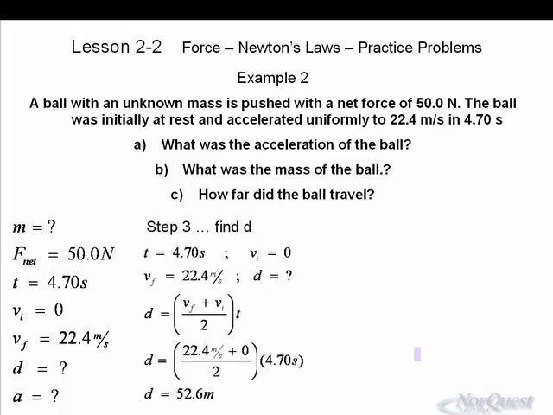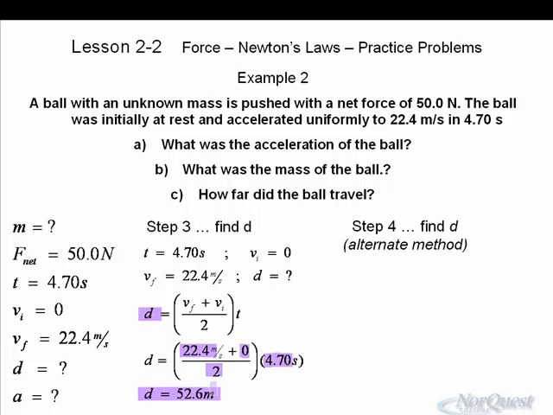So we didn't actually have to find the acceleration because we have a formula here, D is equal to VF plus VI over 2 times T, that doesn't require acceleration. So we could have done this right off the bat. Final plus initial divided by 2, that's the average velocity, times the time gives us a displacement of 52.6 meters. So very simple, but what if we did it in another way?